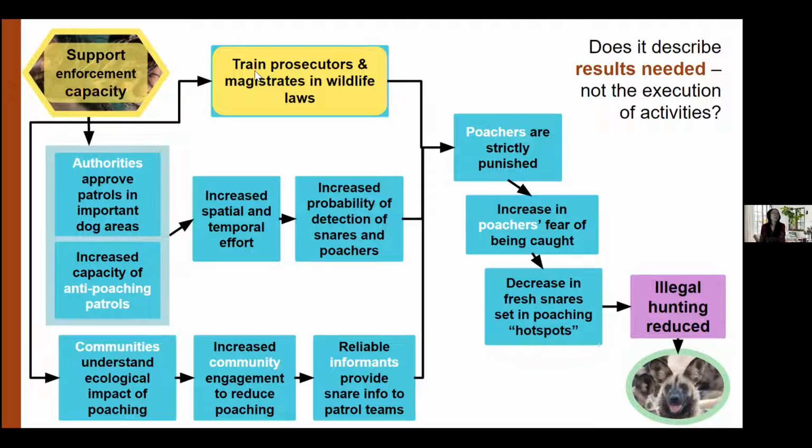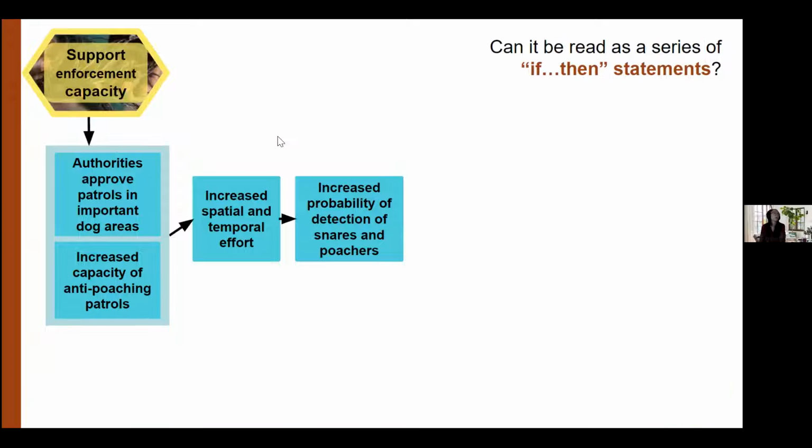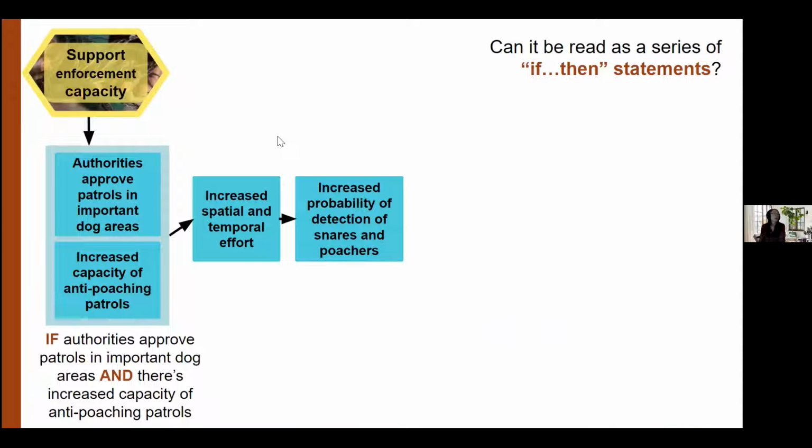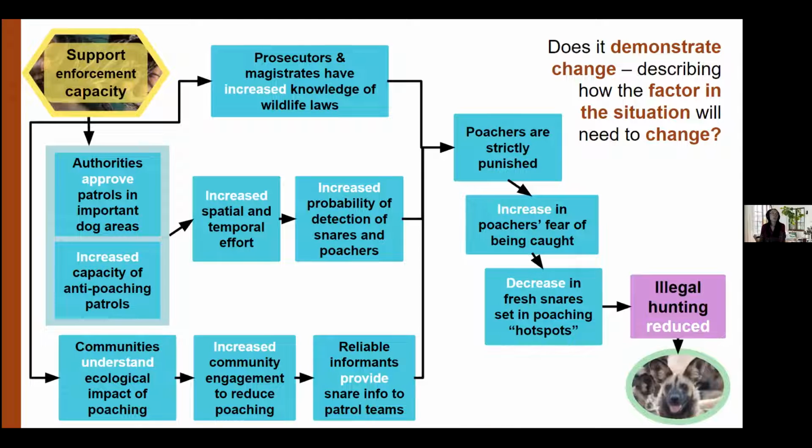So if we have one that says train prosecutors in wildlife laws, how can we turn that into a result? What are we hoping they get? We're hoping that they increase their knowledge. Maybe we add an activity of how we're going to get to that result. If the authorities approve patrols and there's increased capacity, then there will be increased spatial and temporal patrol efforts. So you can walk through that logic.